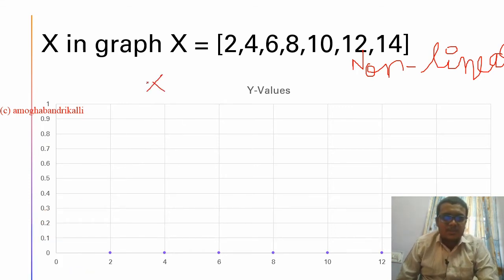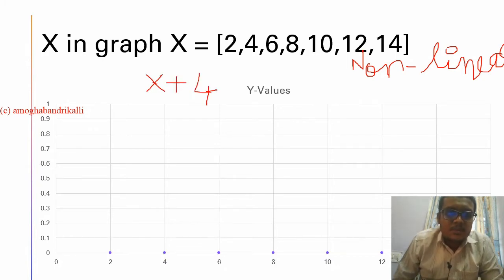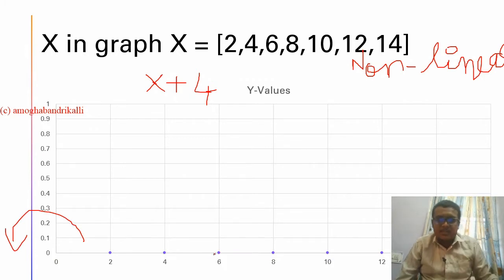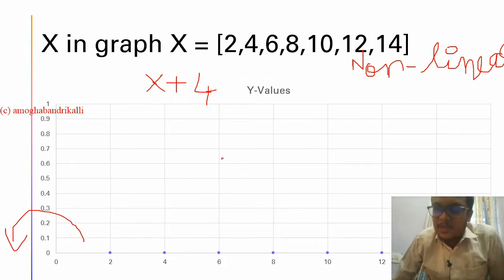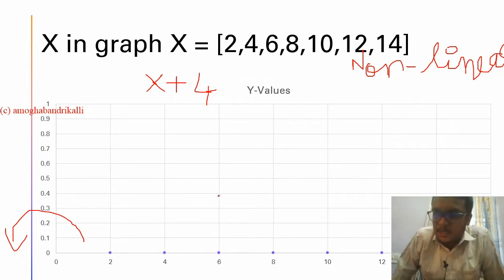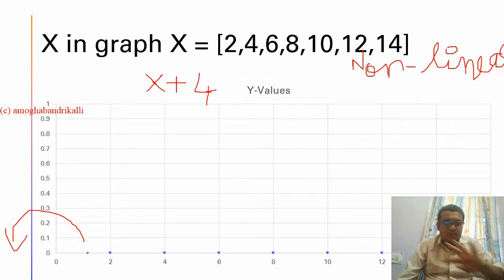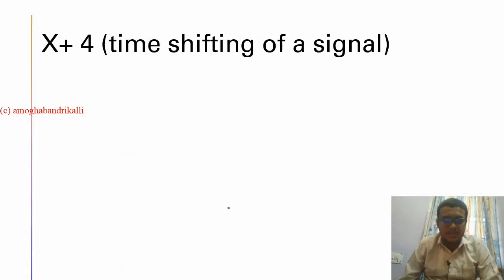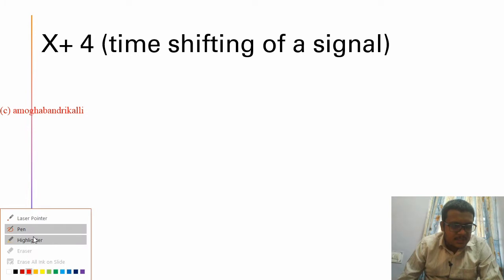You need to shift by 4 times. So the time shifting operator we are just using here. So shifting this value by 4 times. So here this value will be shifted towards the left side by 4 times. That is, this value 6 will be at the minus 1, minus 2, minus 3 position. So 4 times it will be just shifted towards the left side. So that is what we are going to see here.